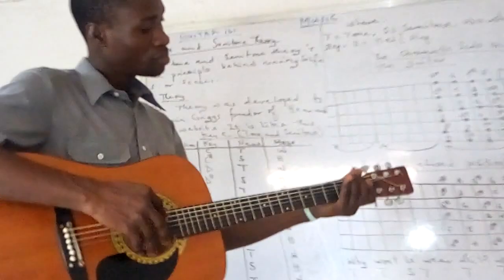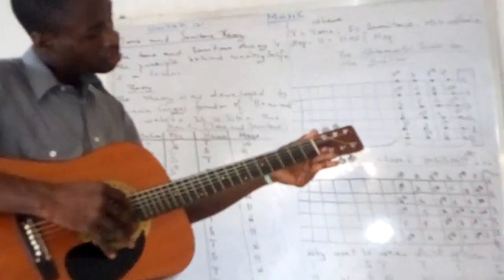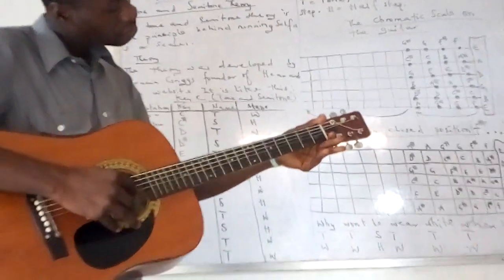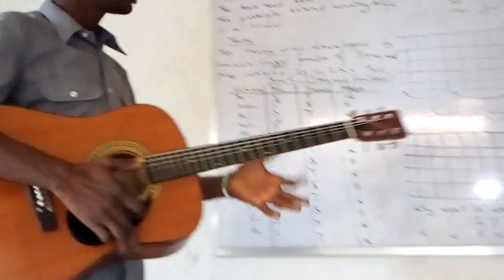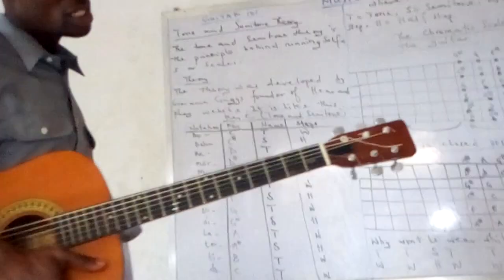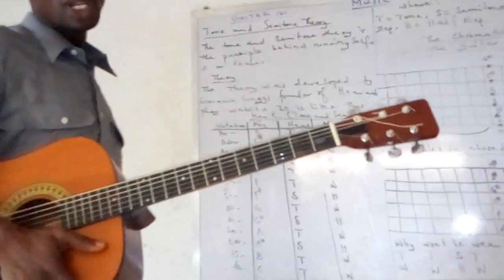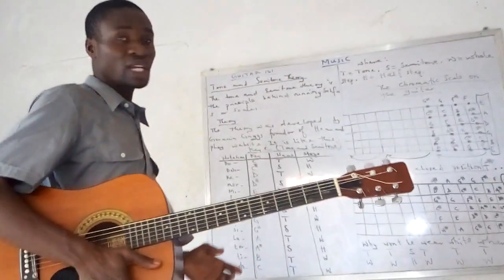The same thing with the guitar. But just that because the guitar is a string instrument, we'll call the keys, we'll call them this: E, A, D, G, B, E. Okay, E, A, D, G, B, E. So if I may explain the theory of tones and semitone with the guitar, it will be like this.